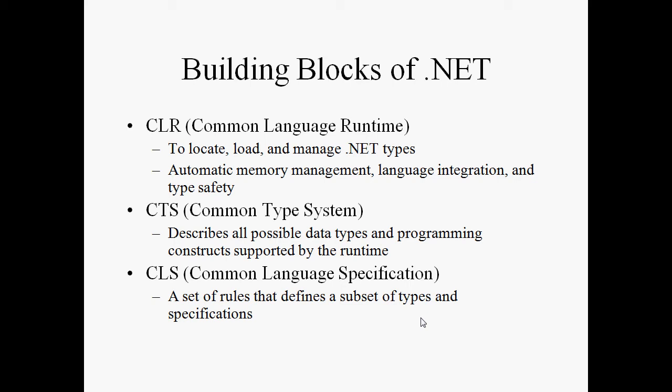And the common type system describes all possible data types and programming constructs supported by the runtime. So basically it gives all the different data types and constructs which will be supported, so that it will be useful for the CLR to host the program onto the operating system. And the CLS, common language specification, basically gives a set of rules for the compiler designers and the base class library designers, so that again the CLR can host that onto the operating system.